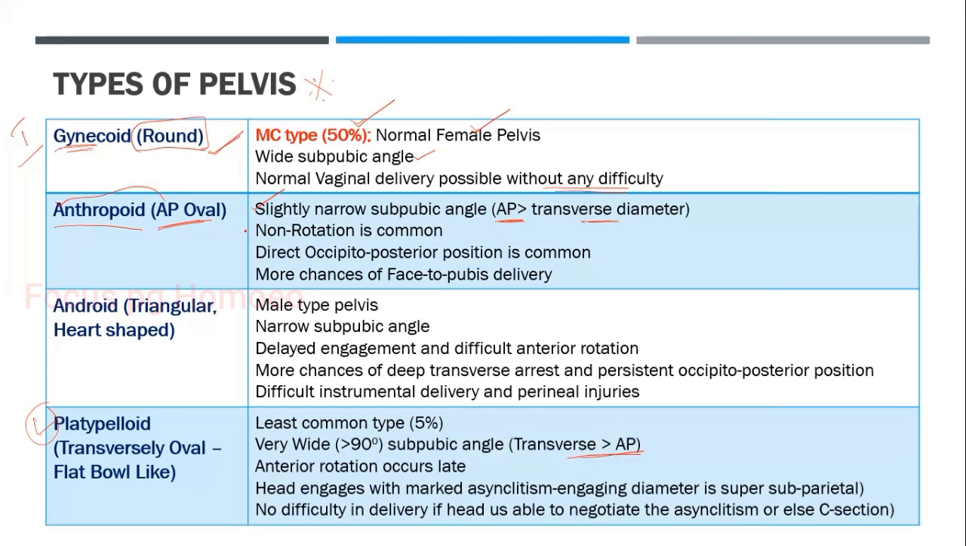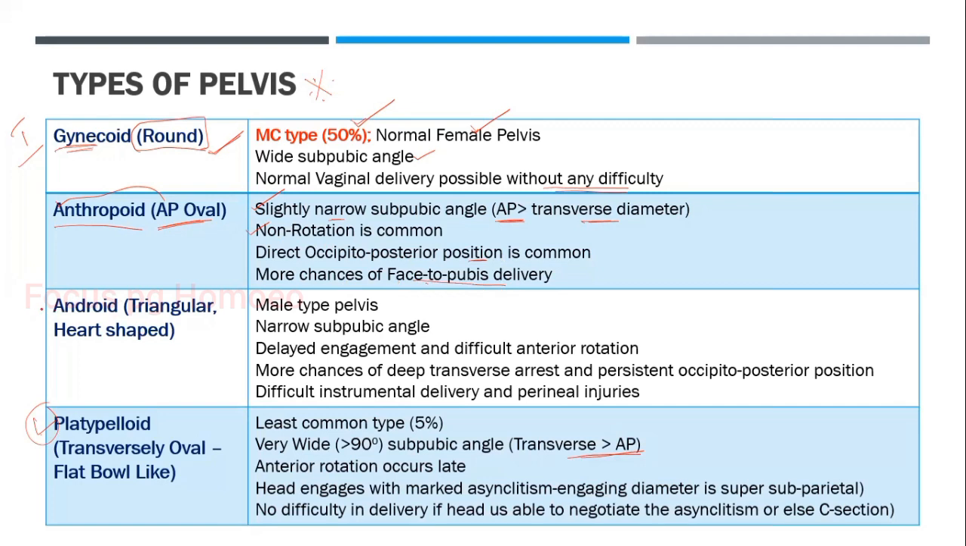And here non-rotation is common because there is narrow space. The internal rotation, which is the most important step when it comes to the mechanism of labor, becomes difficult in anthropoid pelvis. And the common position the fetus takes up is direct occipito-posterior, and there are more chances of face to pubis delivery.